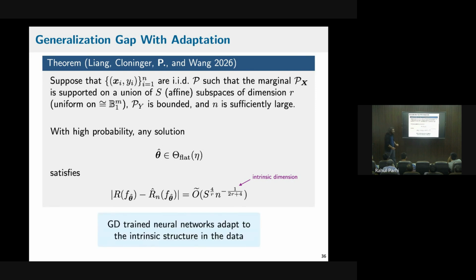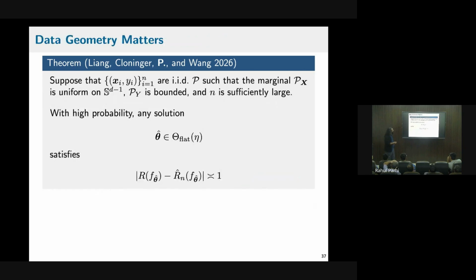So what we're seeing then is that gradient descent trained neural networks actually adapt to the intrinsic structure of the data. So then you could ask, are we always adapting to intrinsic dimension, or is there more of a geometric story to all of this? And it turns out this is true, and that the data geometry matters as well.